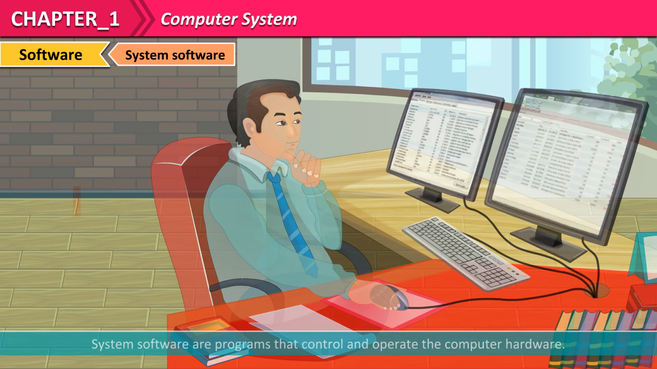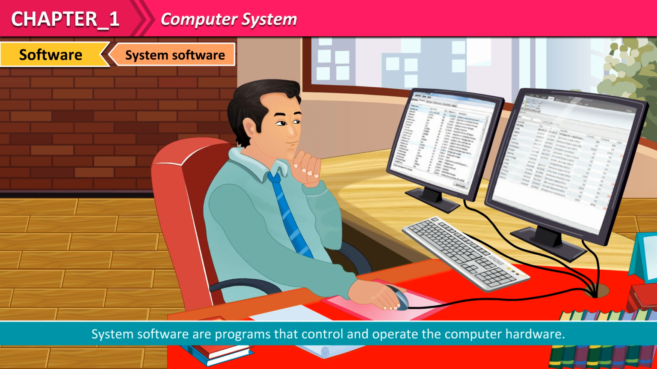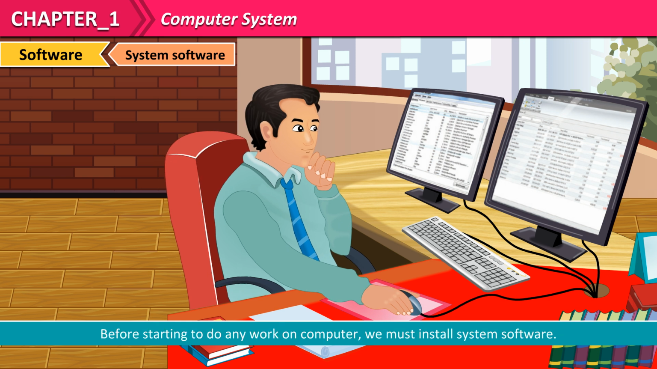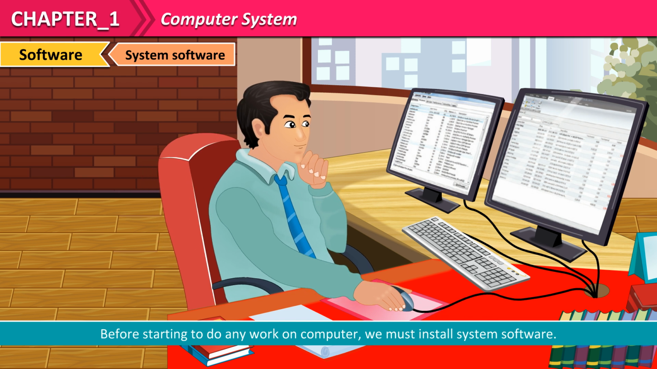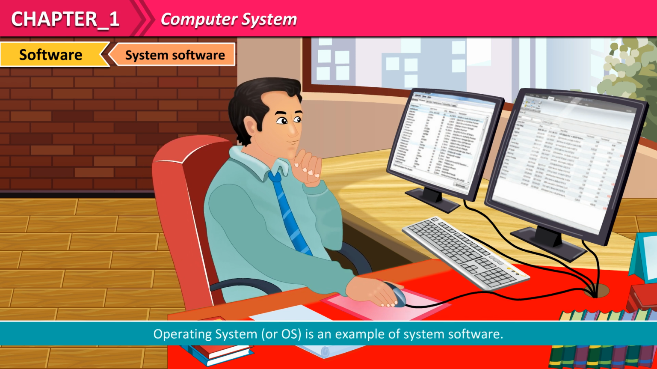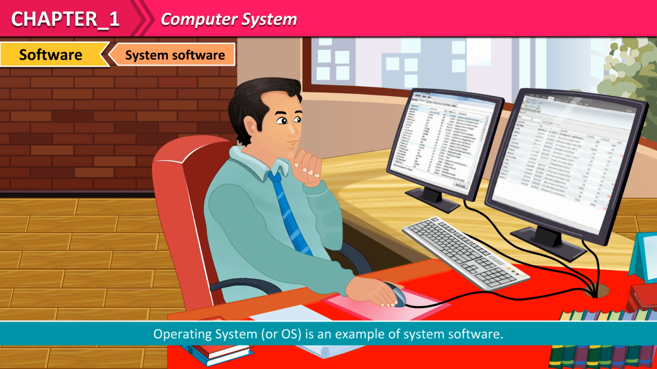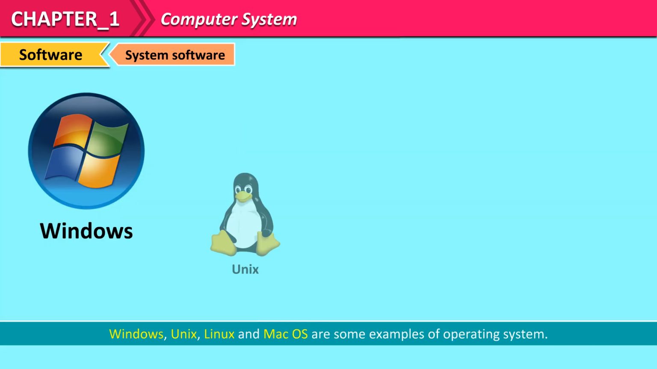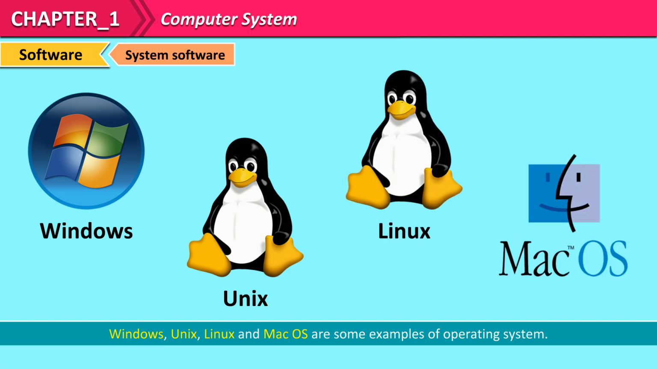System software. System software are programs that control and operate the computer hardware. Before starting to do any work on computer, we must install system software. Operating system or OS is an example of system software. Windows, Unix, Linux, and Mac OS are some examples of operating system.